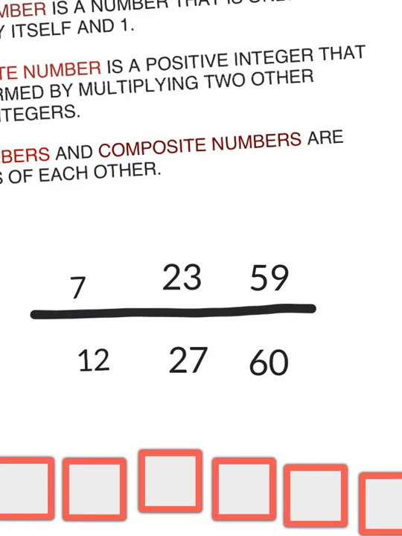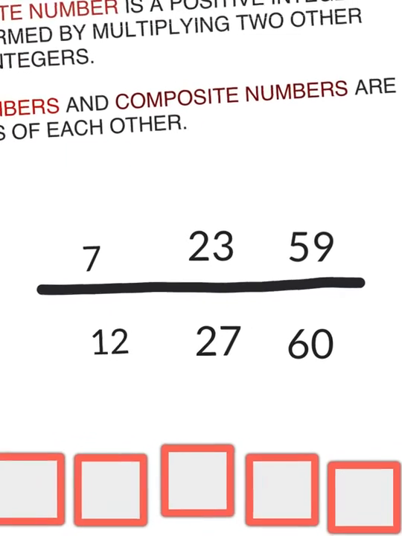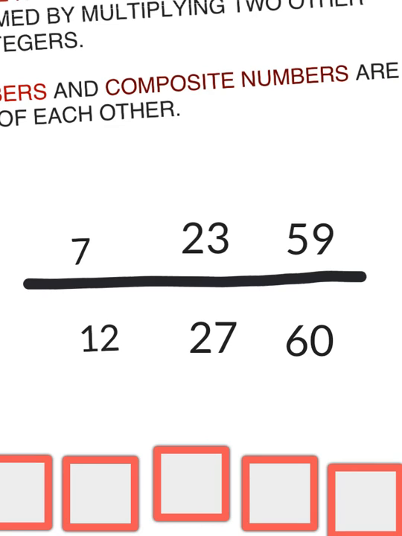Have a look at these numbers just here. We've got the number 7, the number 23, the number 59 at the top, and the number 12, 27, and 60. Have a think about what the properties of these numbers are.